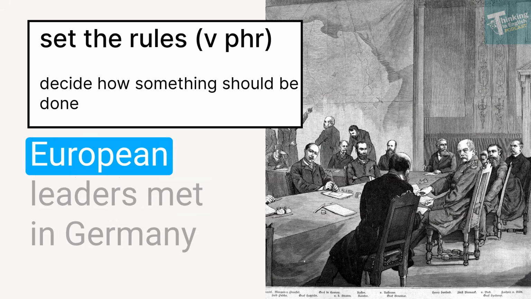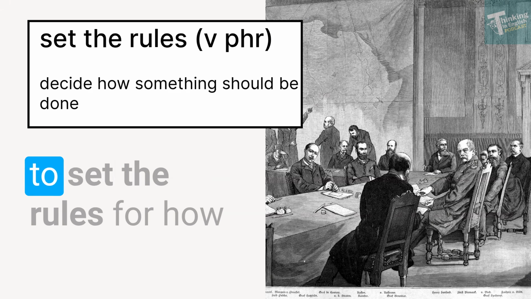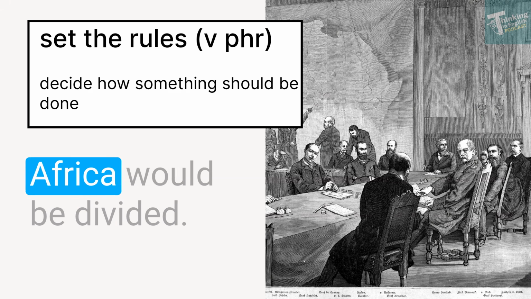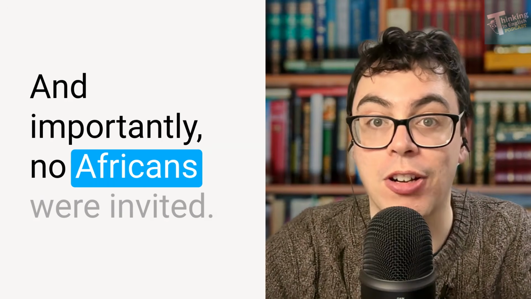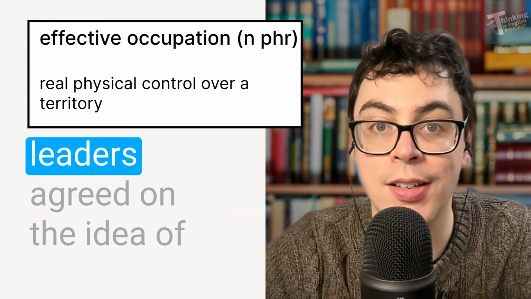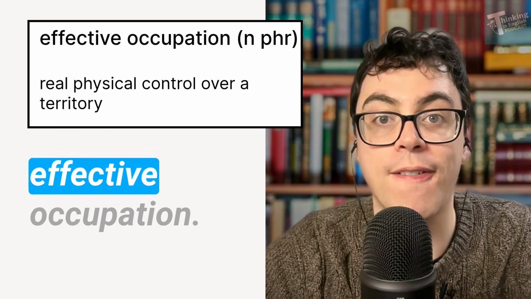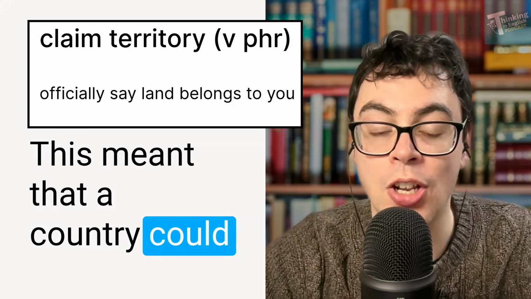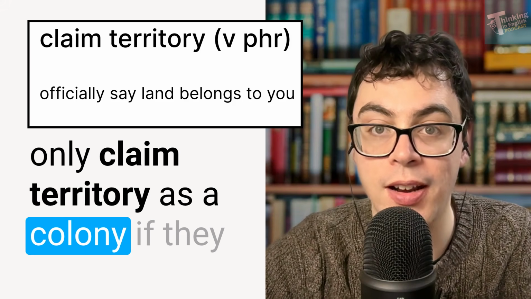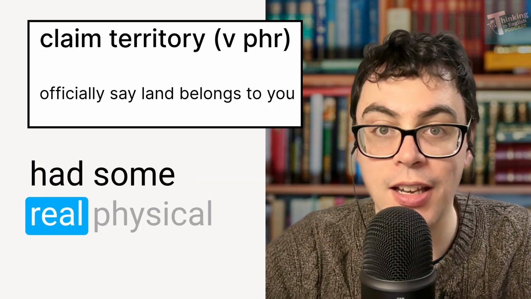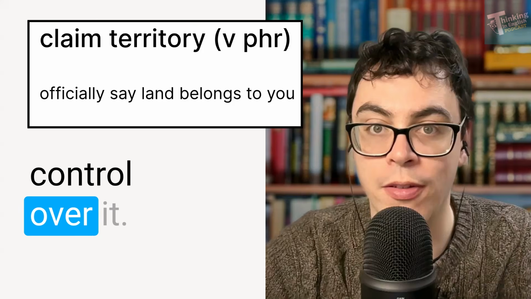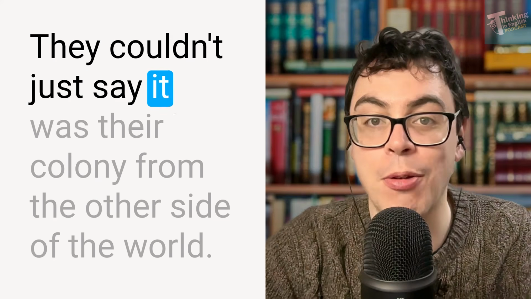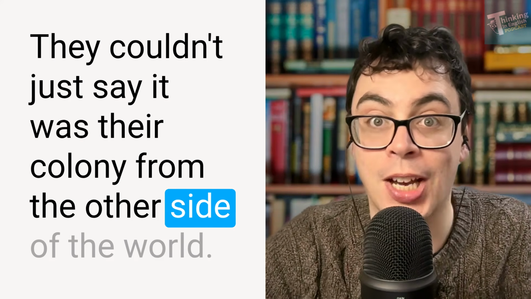European leaders met in Germany to set the rules for how Africa would be divided. And, importantly, no Africans were invited. At the conference, the European leaders agreed on the idea of effective occupation. This meant that a country could only claim territory as a colony if they had some real physical control over it. They couldn't just say it was their colony from the other side of the world.